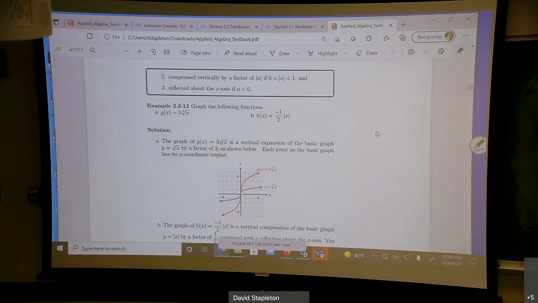A lot of these things are out of 2.3. I haven't quite finished the section. We have to do the piecewise function still, but I think you can start on it. All right, go have a really nice weekend. I'll see you in the future.